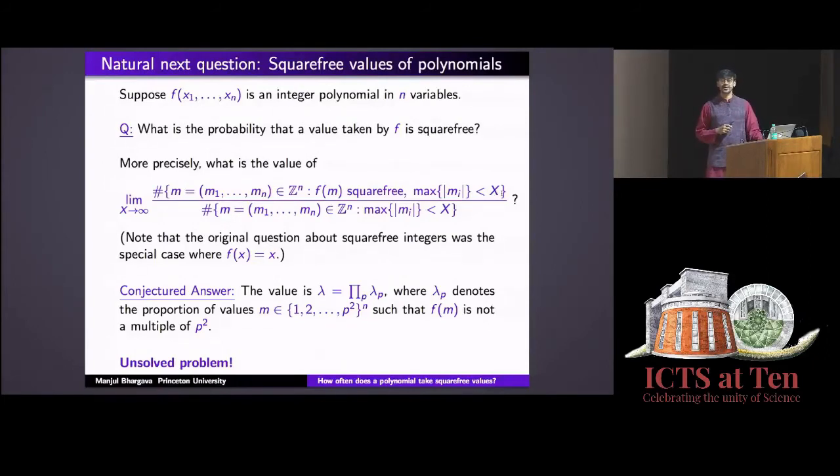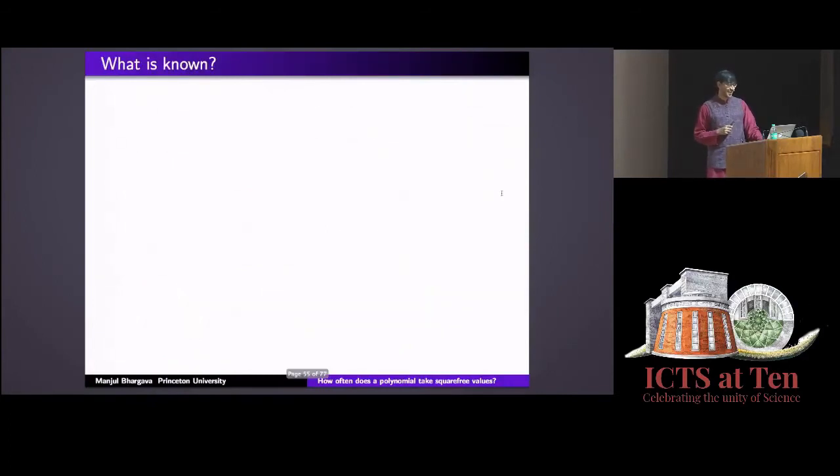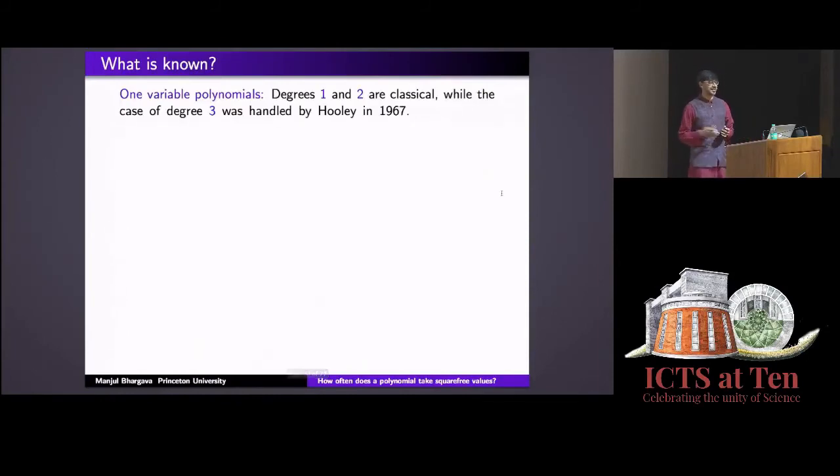And actually, in 2 minutes, I can tell you everything that's known about this problem because there's so little known. So what is known? Okay, so as I said, one variable polynomials are known. F of x equals x, that case, you get 6 over pi squared, as I said. Actually, degree 2 is also known, and with the same method of proof, it just barely squeaks through. If you just take the proof for degree 1, apply it to degree 2, it just barely works. Degree 3 was unsolved for over a century while people were thinking about this. It was solved by Hooley in 1967, just the degree 3 case.